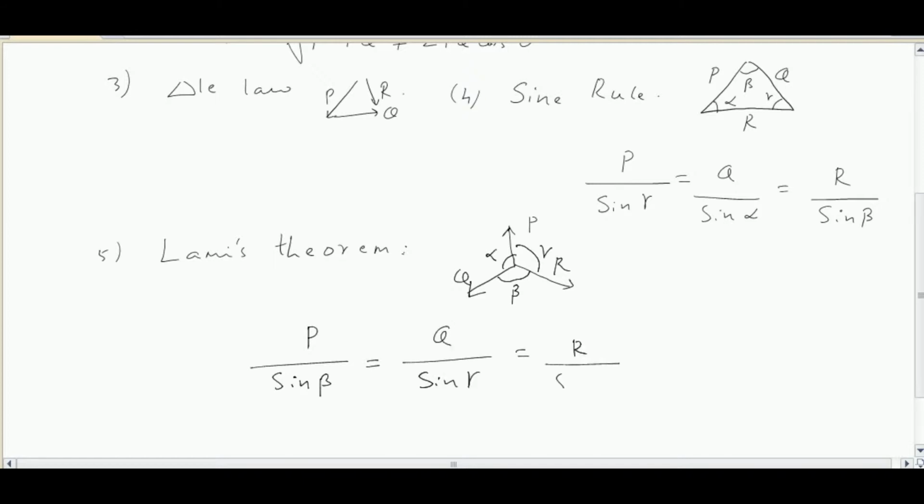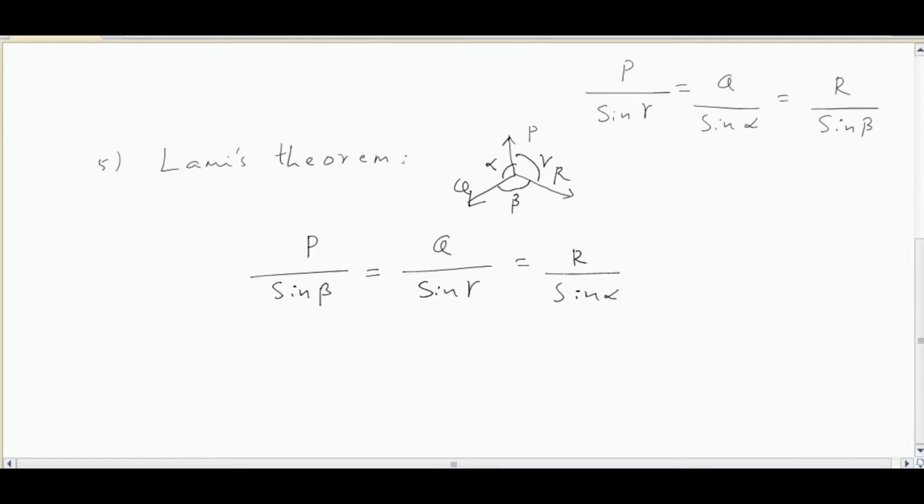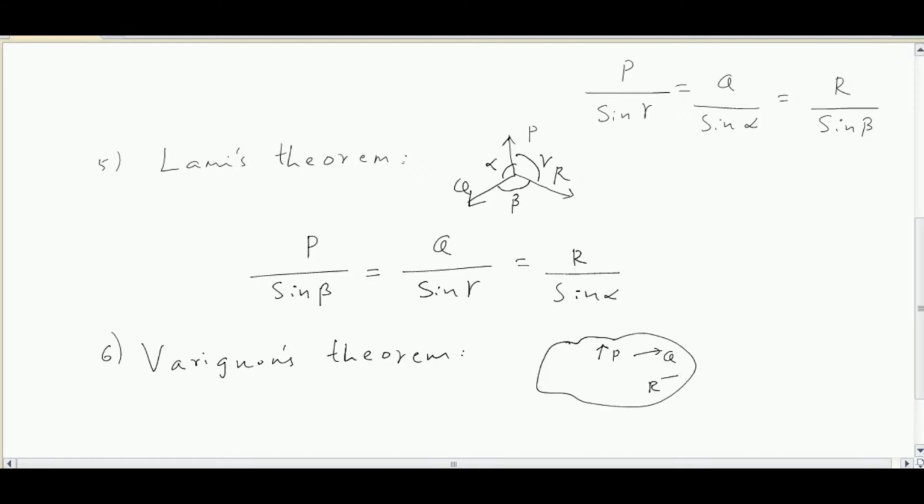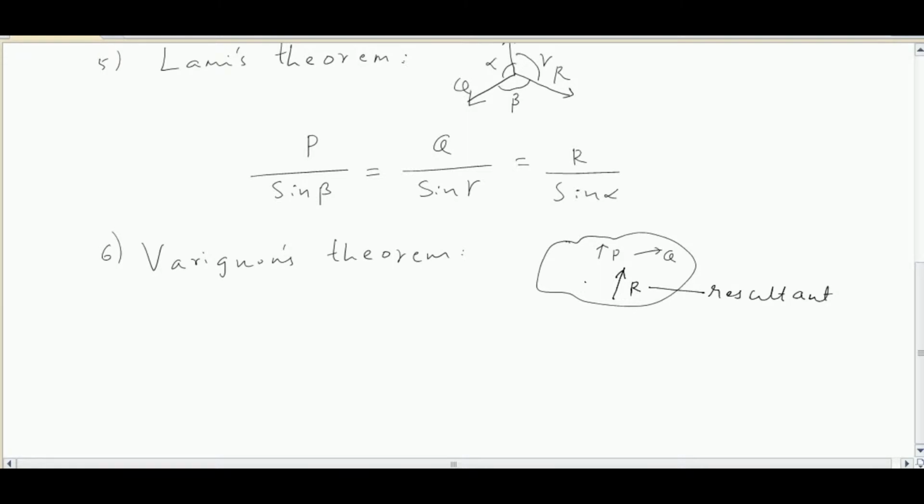The final thing is Varignon's theorem. In this theorem, the sum of all the moments due to the individual forces is equal to the moment due to the resultant force about the same point. So P into PO plus Q into QO is equal to R into RO. Using this theorem, we can find the resultant and the section at which the resultant is cutting.